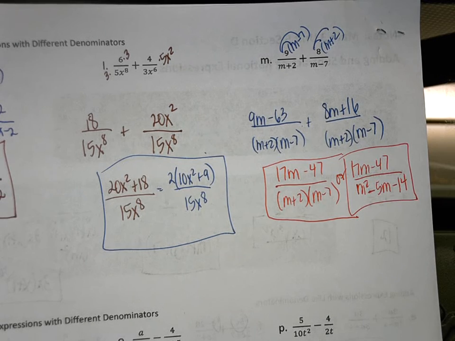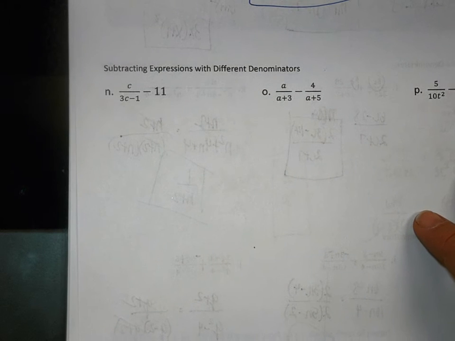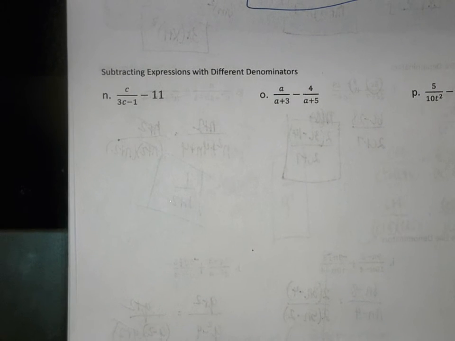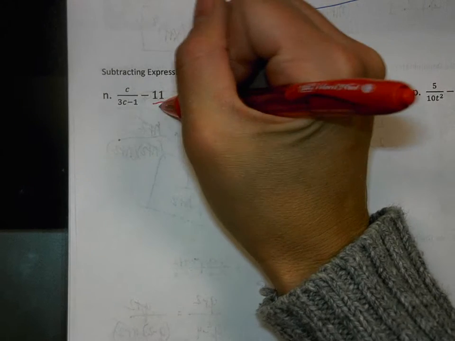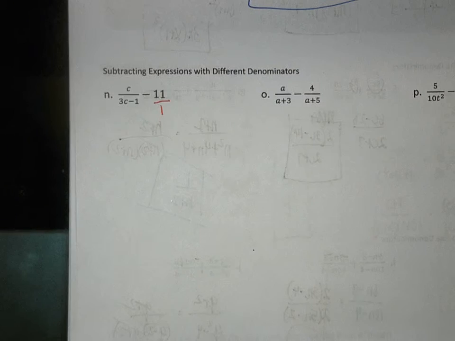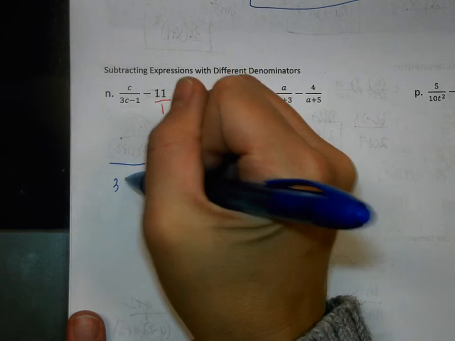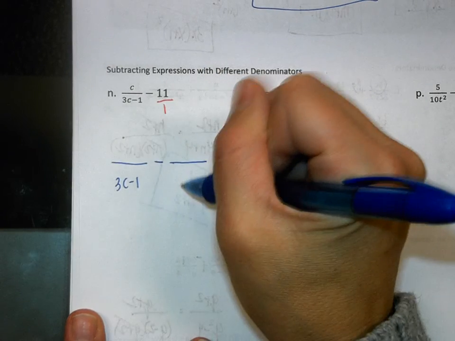Okay. Moving on. N. Okay, first of all, 11 right there doesn't have a denominator. So that means it has a denominator of 1. Okay, so what would end up being my common denominator for this problem? Good. 3c minus 1. So I'm going to make my two fractions, both of them having 3c minus 1.